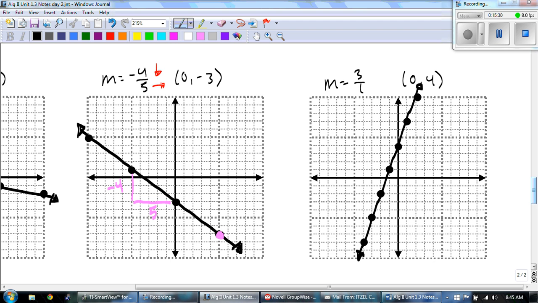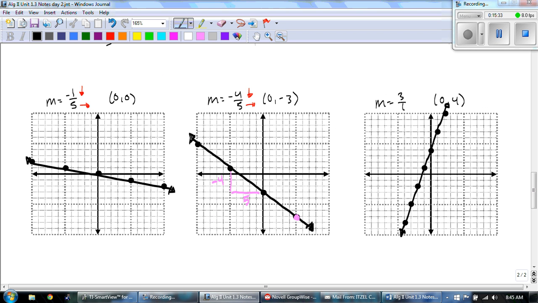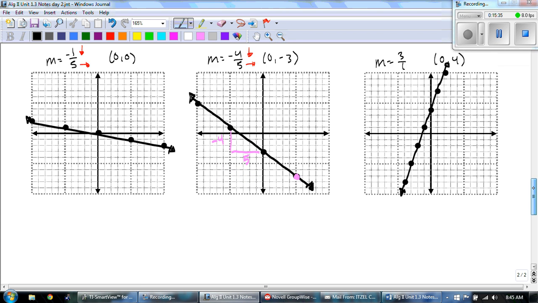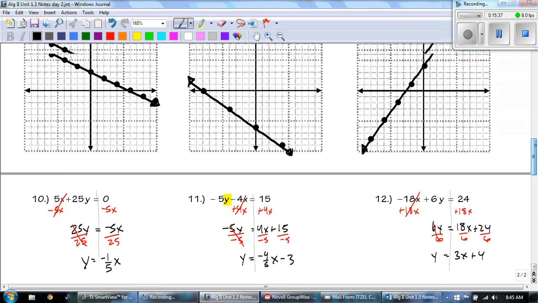Well, guys, that's it for Algebra 2, 1.3 notes, day 2. Remember, your homework is going to be 1.3 practice B.